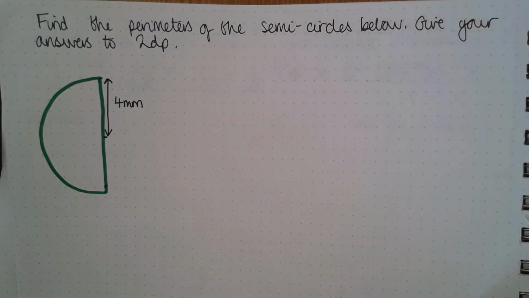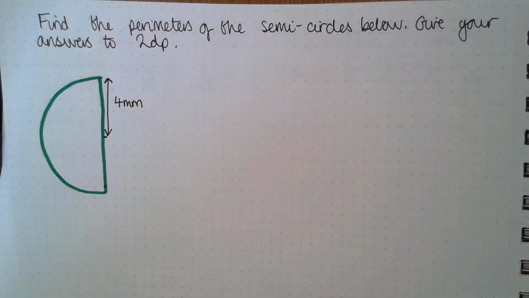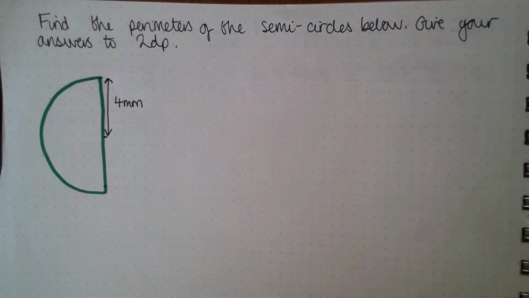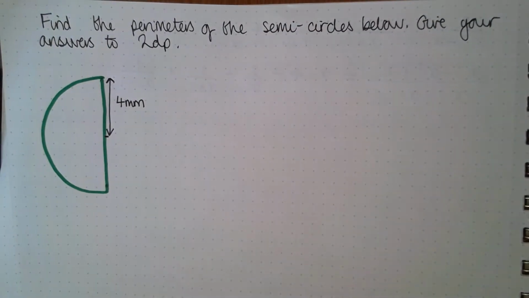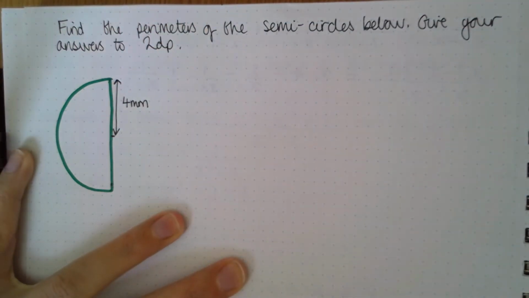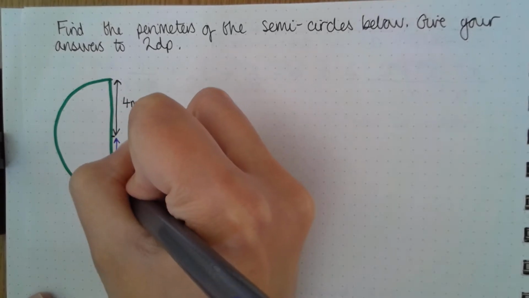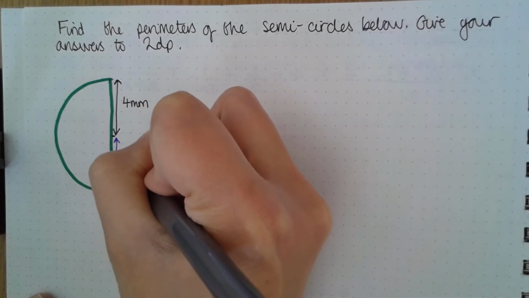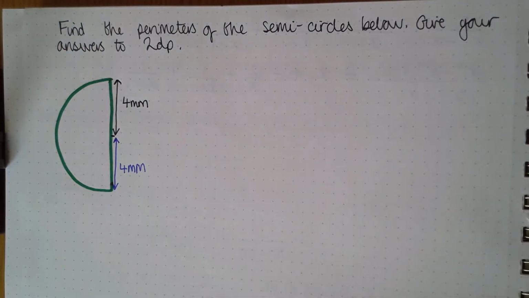So we need to find the perimeters of the semicircles below, and our answers need to be to 2 decimal places. So we're going to talk through 3 examples. This one is our first example, and we can see that the radius given is 4 millimeters. So that means this part would also be 4 millimeters. So the whole thing would be 8 millimeters, which is our diameter.